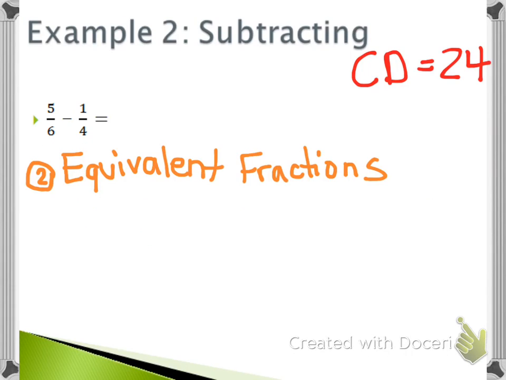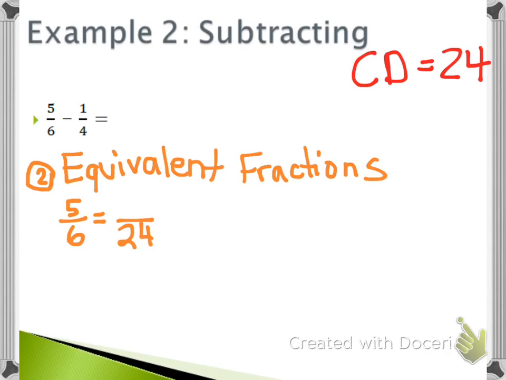Alright, so we can move on to our second step now that we've found the common denominator. And just like before, I wrote our common denominator in the top right-hand corner. So CD, short for common denominator, is equal to 24. And now we can move on to the second step, which is to find equivalent fractions for 5/6 and 1/4. So I'm going to go ahead and start with 5/6, and write 5/6 down here. And that's going to be equal to an equivalent fraction with 24 as the denominator.